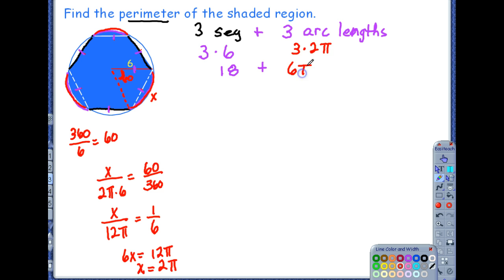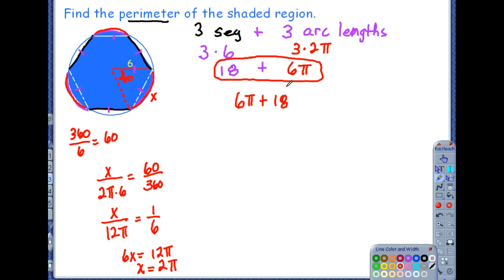So we're just taking 3 times 2 pi, which is 6 pi. And can I combine 6 pi and 18? No, they're not like terms. So I'm just going to leave it as 18 plus 6 pi, or you can rewrite it 6 pi plus 18. Now, again, it doesn't say anything about rounding, and it doesn't have units, so I'm just going to leave it like this because it's acceptable.